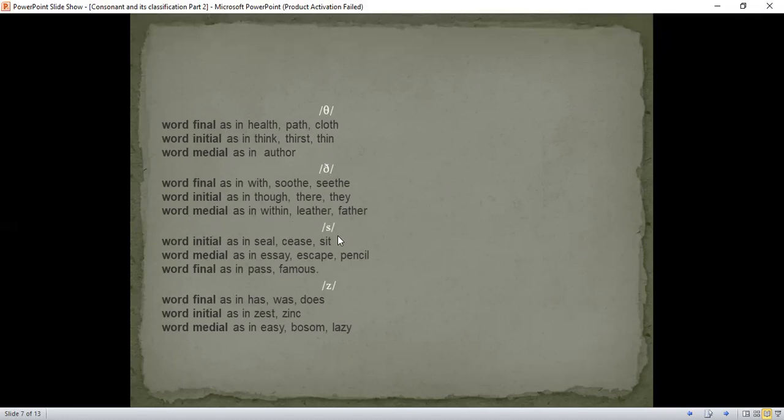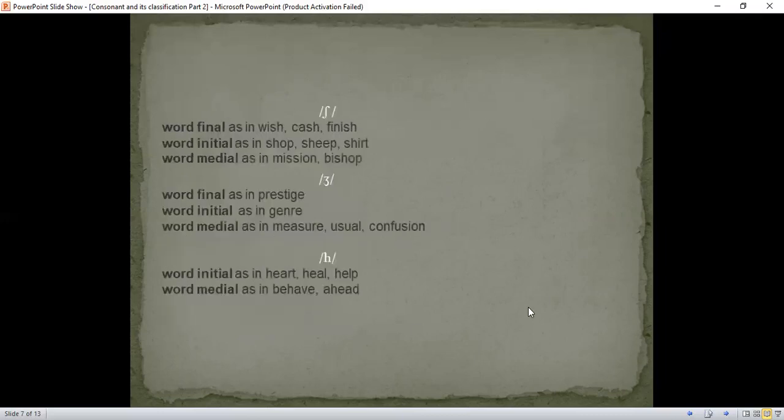Here are some examples of the s sound. Word initial as in seal, seize, and sit. Word medial as in essay, escape, and pencil. Word final as in pass and famous. Here are some examples of the z sound. Word final as in has, was, does. Word initial as in zest, zinc. Word medial as in easy, bosom, and lazy.